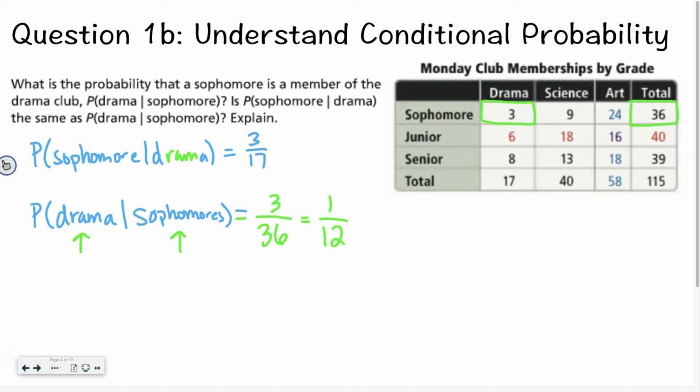Are those two probabilities the same? No. One's 3 out of 17 and one's 1 out of 12. So you can see that the order it's written in, little details, matter, right? They change the outcome of the situation due to the conditional probability.